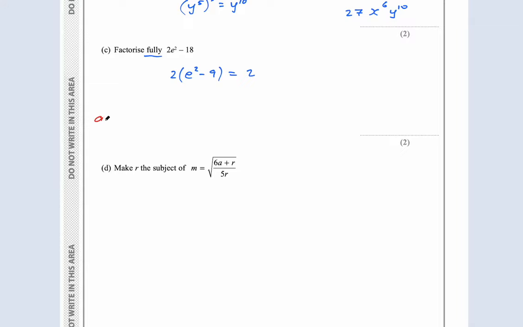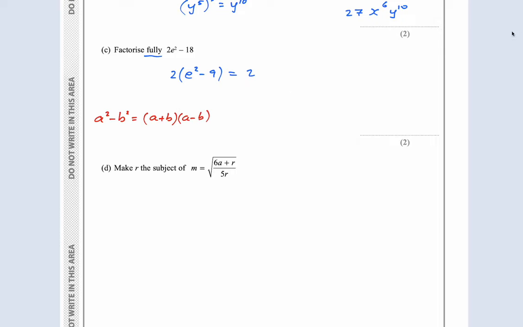If I have a squared minus b squared, the factors of this are a plus b times a minus b. Multiply it out and you'll see. You get a squared minus ab plus ab minus b squared. And the ab's cancel, so you're left with this. So these are the factors.